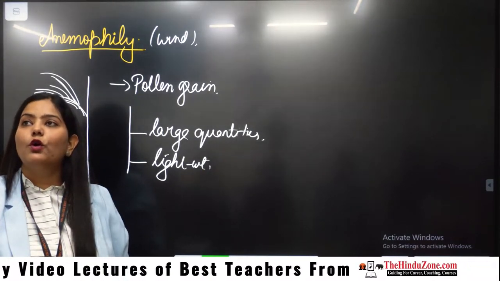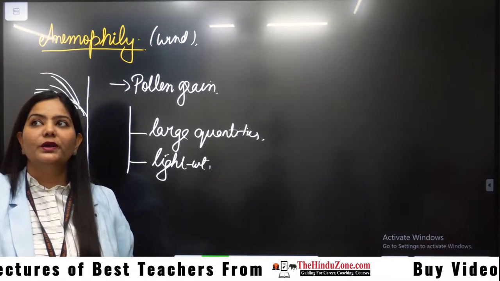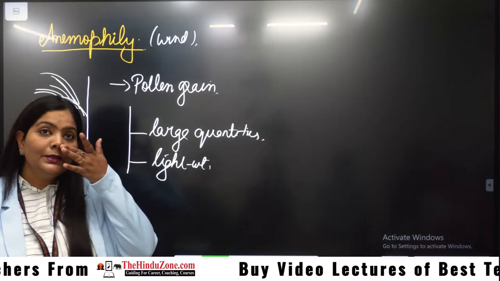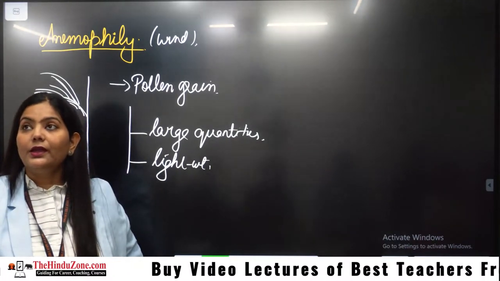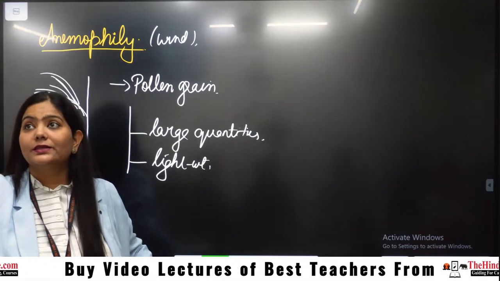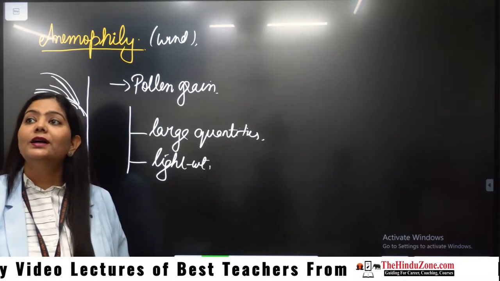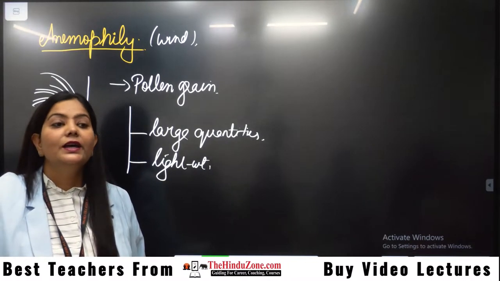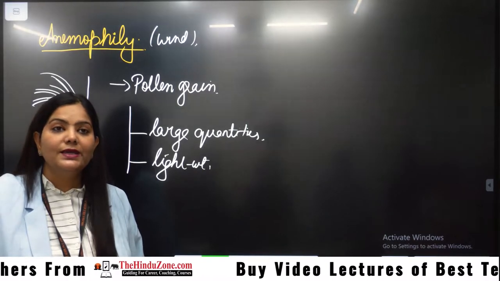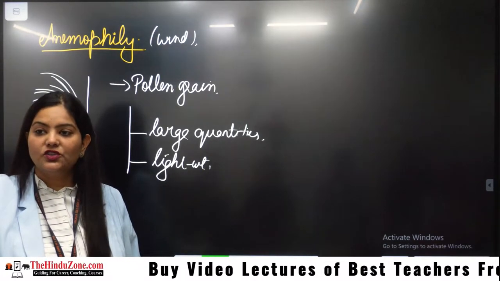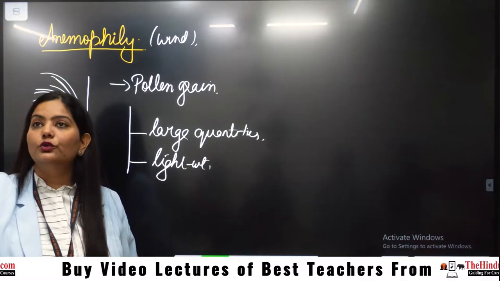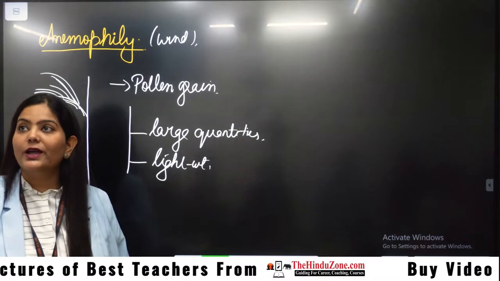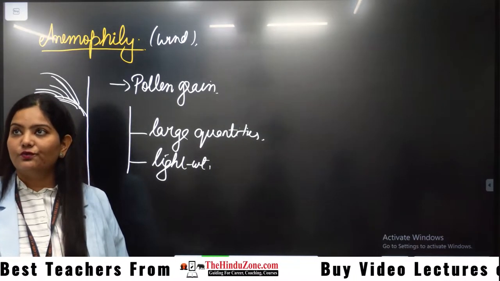So there are a number of pollens, and pollens are of course microscopic in size. You cannot clearly determine them. But they usually come, and most of them have wings or are lighter in weight. They are produced in large quantities in order to maximize the chances of pollination because there is a large amount of wastage of these pollen grains. Wastage is more, and that is why they are produced in large quantities.